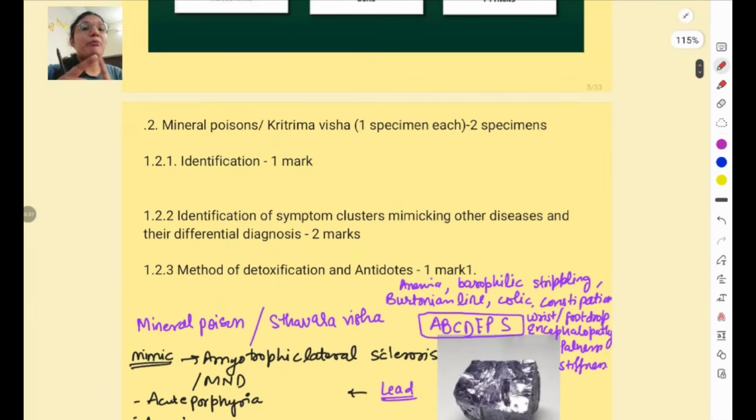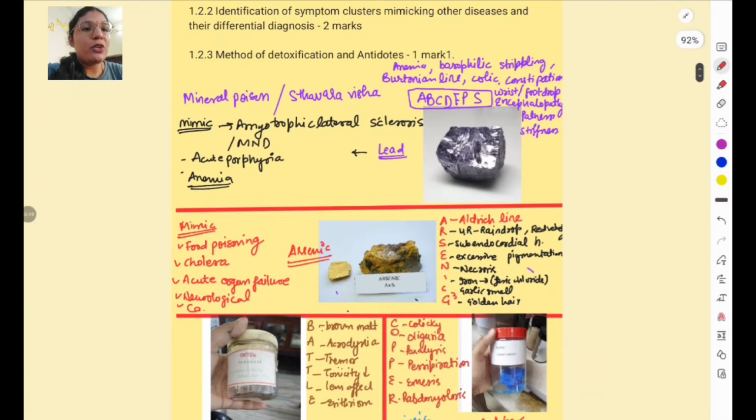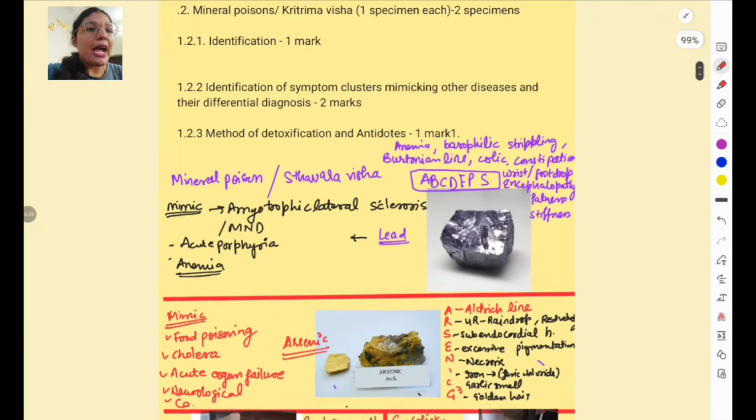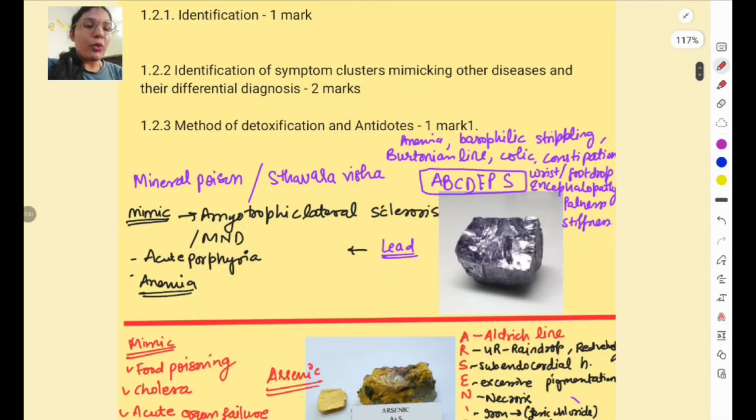The second spotting heading is for the mineral poison or Kritrima visha, and basically there are 2 specimens, 1 from each. 1 mark for their identification, 2 marks for identification of symptoms that mimic other diseases, which I also have mentioned in this PPT, and their method of detoxification and antidote. So as you see, these are the 4 minerals mentioned in our syllabus. First is lead, then arsenic, mercury, and copper. And here I have written all the important points needed for this. For example, lead poisoning can mimic amyotrophic lateral sclerosis or MND, motor neuron disease, and acute porphyria anemia.